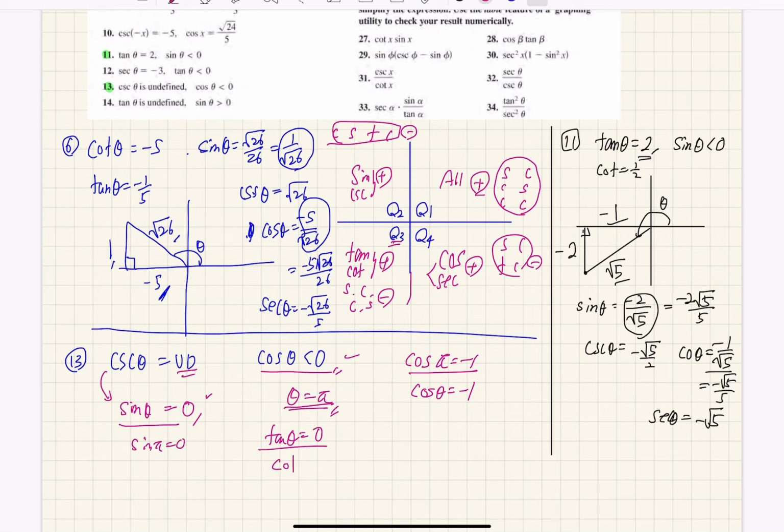What is cotangent theta? Cotangent theta should be undefined because they are reciprocals. I said the reciprocal of 0 is undefined. Then what is cosecant theta? Cosecant theta is undefined. Then what is secant theta? Secant theta is negative 1.